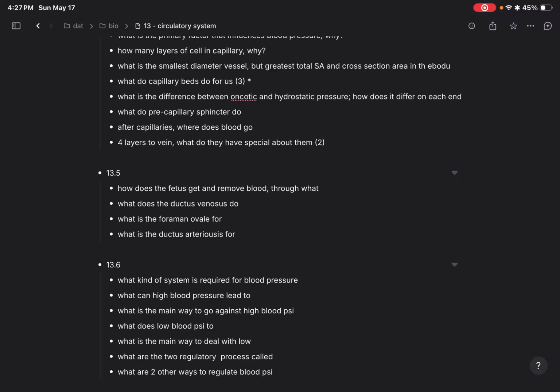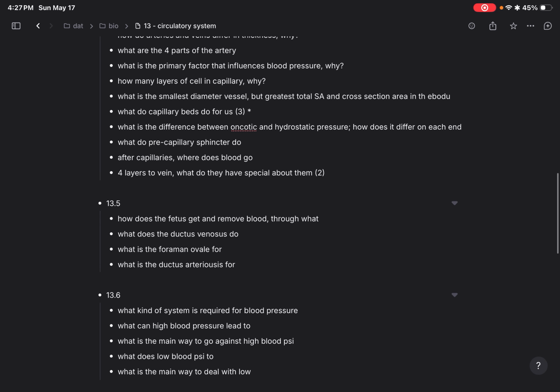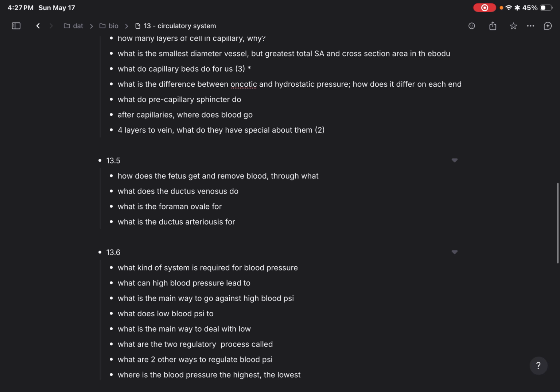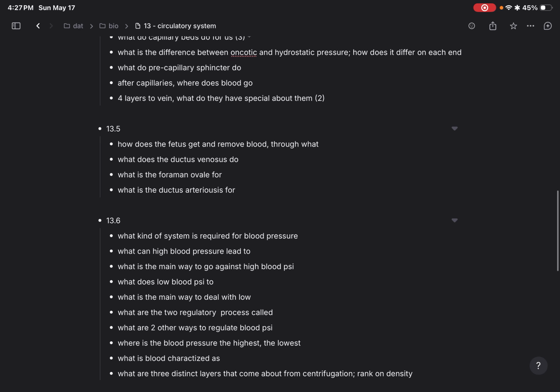What do precapillary sphincters do? So these are responsible for controlling the blood flow. If you're cold, it'll restrict the blood flow. It's called vasoconstriction. Then there's vasodilation, which is when you're warm, and it'll decide how much blood to pump, like where blood should go, how much blood should be going to different places.